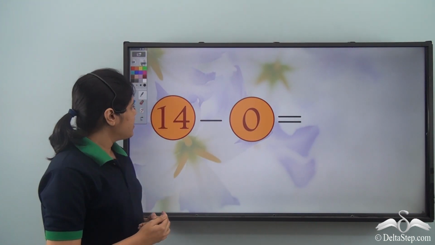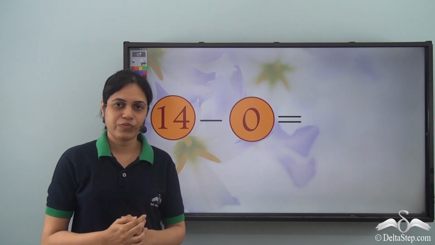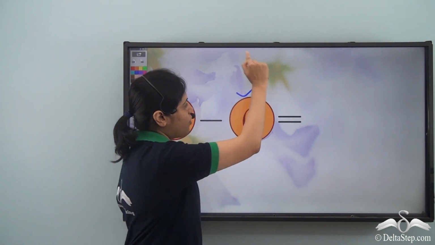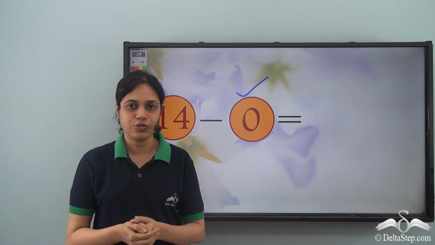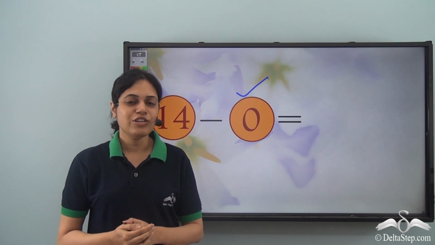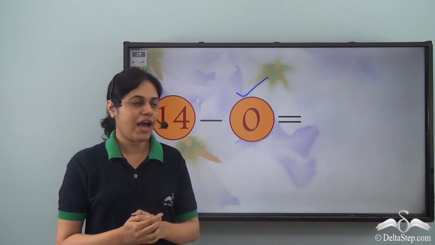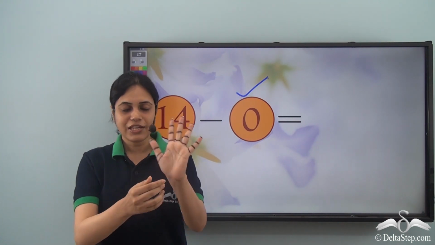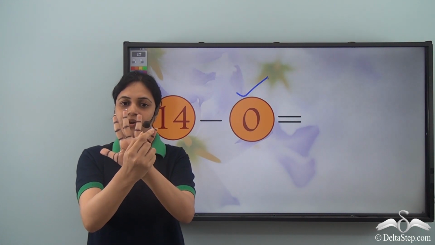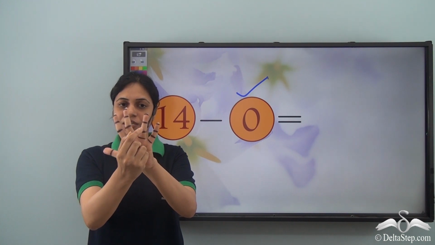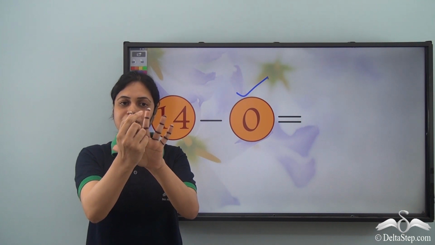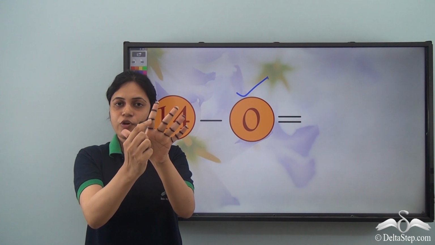Now let's find out this one. 14 minus 0. Right? So 14 minus nothing. So I need to start from this number, that is after 0. Now can you tell me what comes after 0? 1, right? So I need to start from 1 and count till 14. Let's do that. 1, 2, 3, 4, 5, 6, 7, 8, 9, 10, 11, 12, 13, 14.